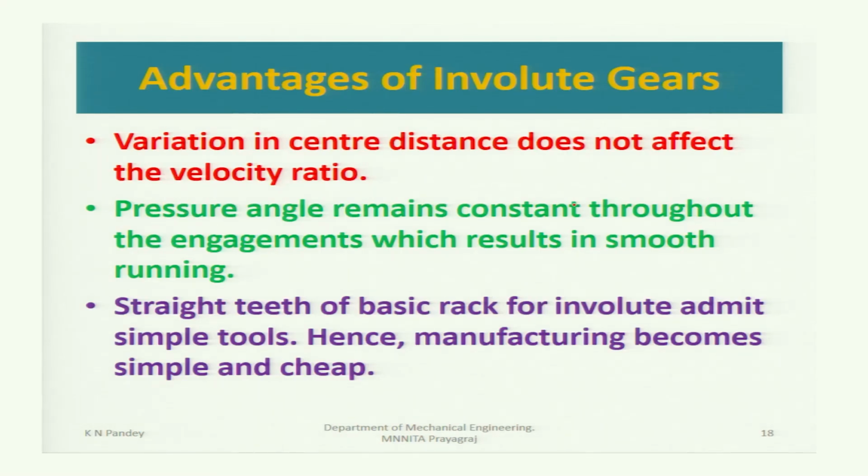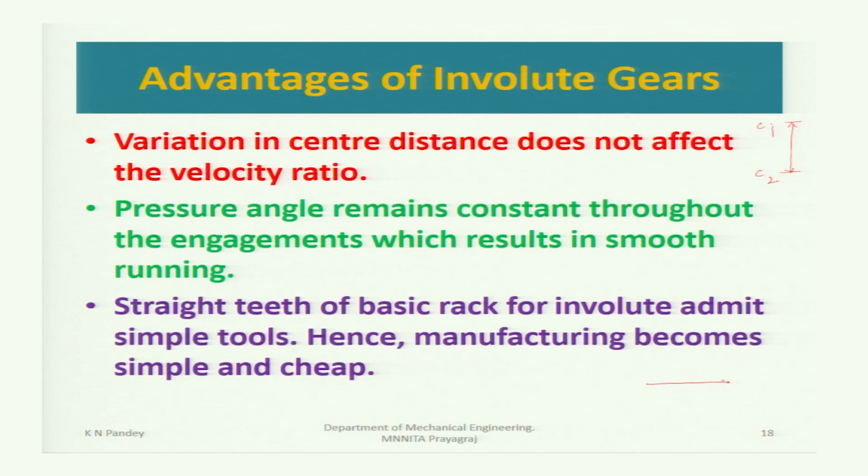Now, advantages of involute gear. Variation in center distance does not affect the velocity ratio. That means if, due to some wear and tear, there is a slight change in the center distance between O1 and O2, the involute tooth profile still satisfies the fundamental law of gearing. Okay. Also, the pressure angle remains constant throughout the engagement, which results in smooth running.